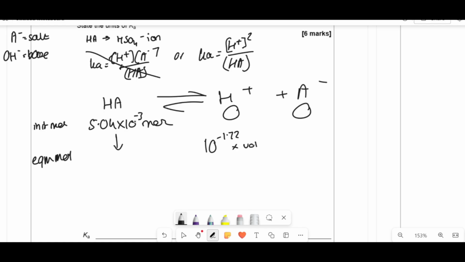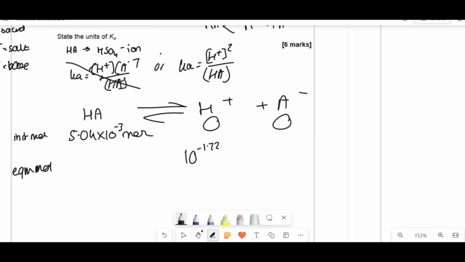And then we need to figure out how many moles of this we have in the end. The volume they told you was 100 centimeters cubed, so it'd be times 100 over 1,000. If this has gone up by this much, this will have fallen by that much. So this is going to be 5.04 times 10 to the minus 3, minus 10 to the minus 1.72 times that volume, 100 over 1,000. Which means the equilibrium moles are now going to be 3.1345 times 10 to the minus 3 moles of this HA.